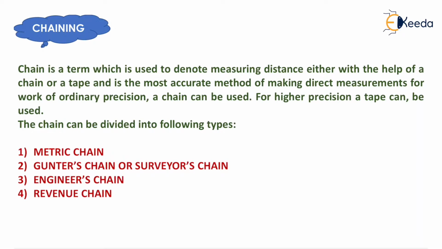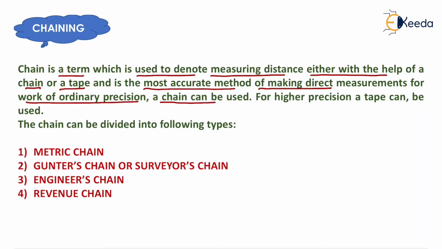Now what do you mean by chaining? Chain is a term which is used to denote measuring distances either with the help of a chain or a tape, and is the most accurate method of making direct measurement. For work of ordinary precision, a chain can be used, but for higher precision we have to use tape for the measurement of distance between 2 points.